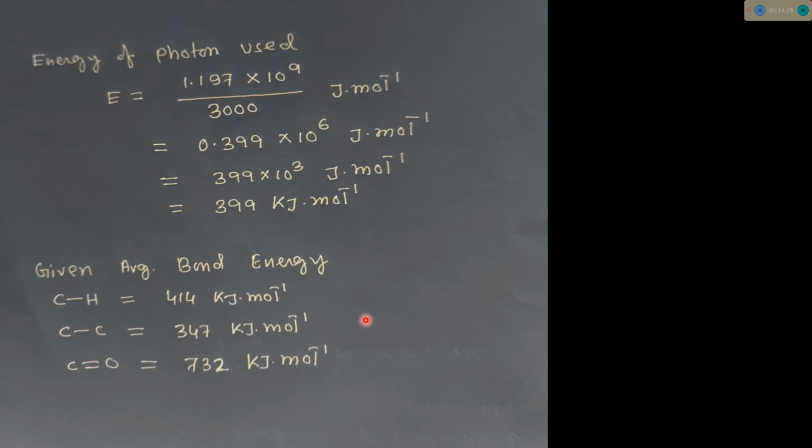So we all know the two basic laws of photochemistry. One is Grotthuss-Draper's law and the other is the Stark-Einstein law.